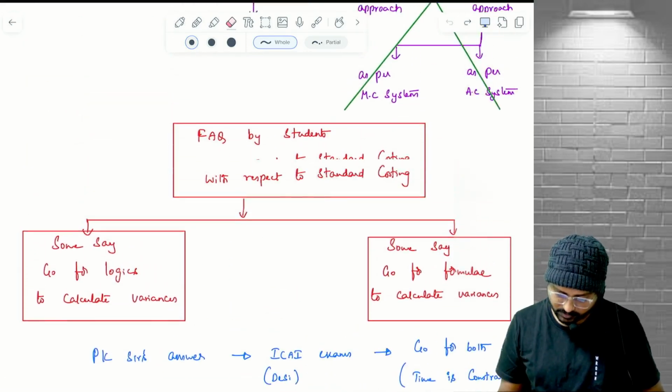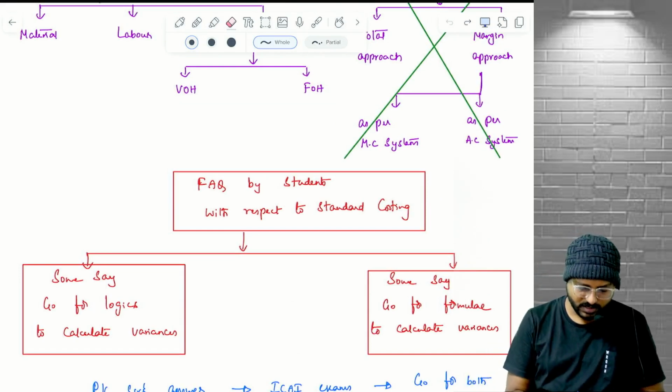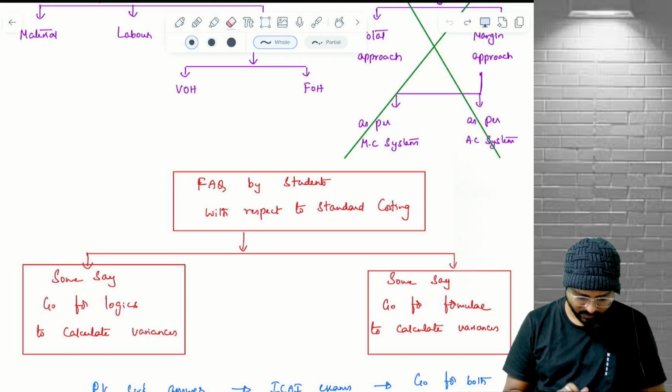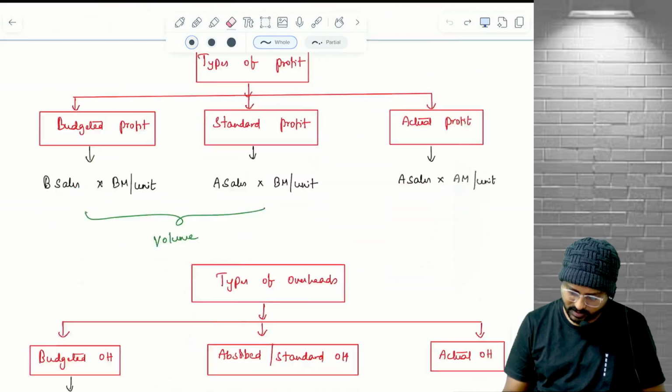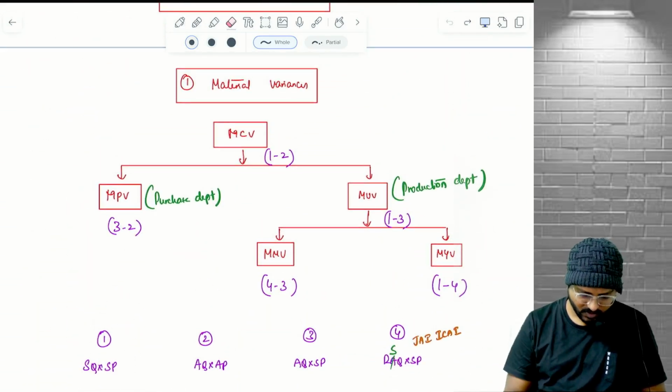Right, chalo. Now what I'll do is see whether we have any sums which are purely based on material variance without any other variance. If we have it, we'll do it. Let's see any illustrations. Meanwhile, you revise this. Learn the formula. You already know the logics, learn the formula.